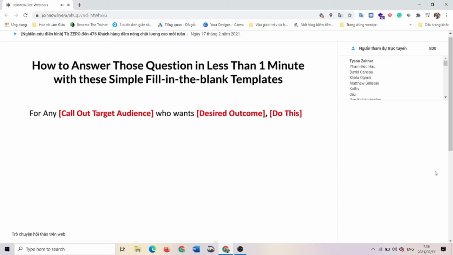So I might say, for any Southeast Missouri brides, because I also don't want them to be getting married 12 hours away from me. They're not going to hire me to drive there. So I only want them somewhere in my area. So I'll say, for any Southeast Missouri brides, all right? That's the first step. Who want what? All right, so I just ask myself, what is it that these brides might want?